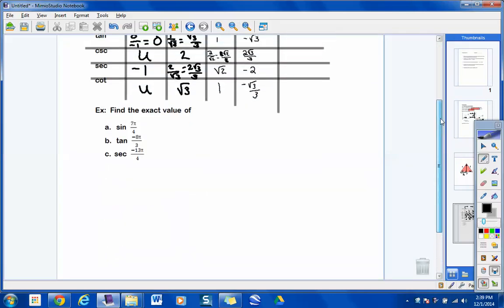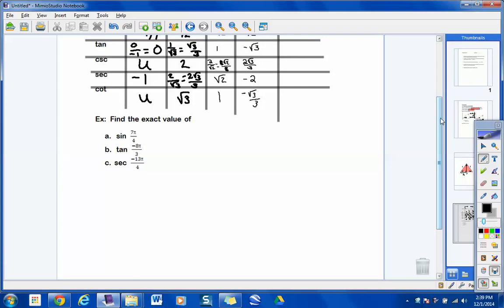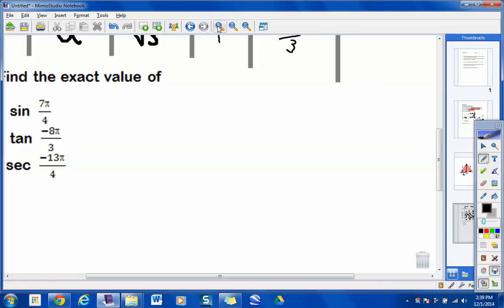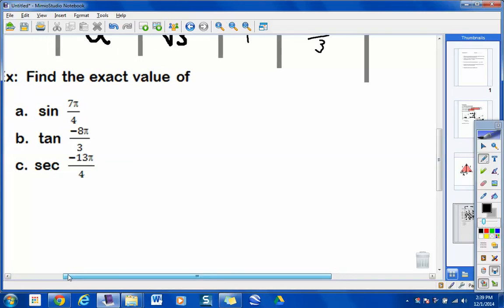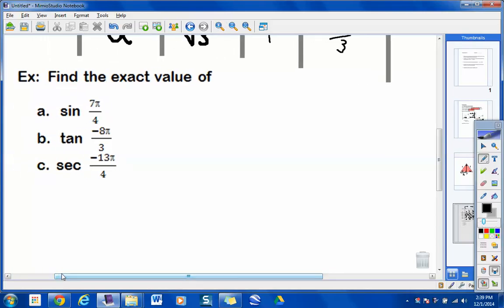So guys, here's what starts happening here. We got to find some exact values, and this is really pretty simple to do. The first one that's listed here is sine of 7 pi over 4. Now guys, I don't talk too much about negative angles right here, but I think that we can talk coterminally here in a second. But guys, does 7 pi over 4 show up anywhere there on your unit circle?